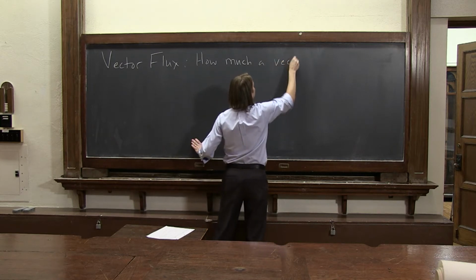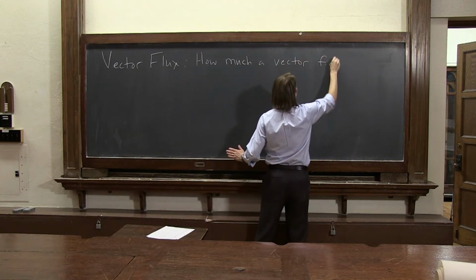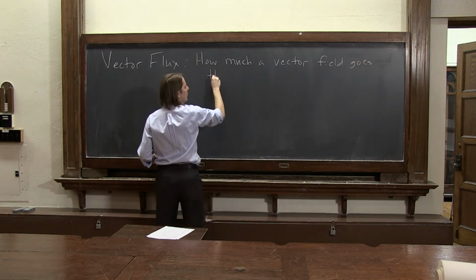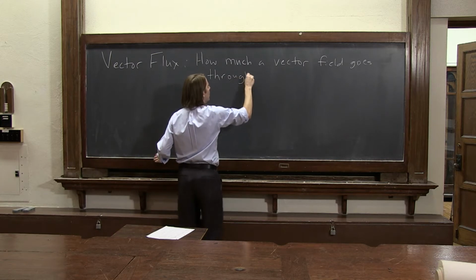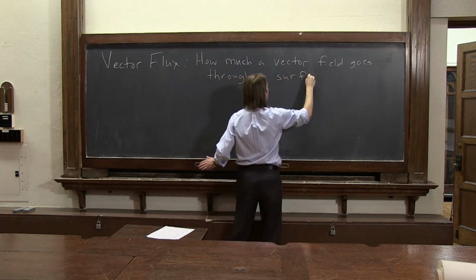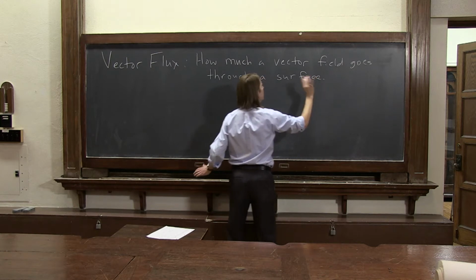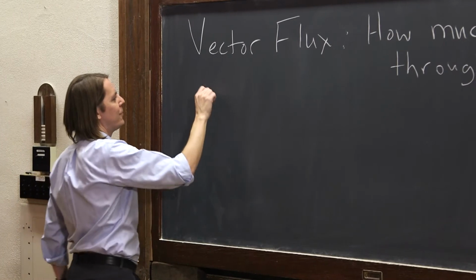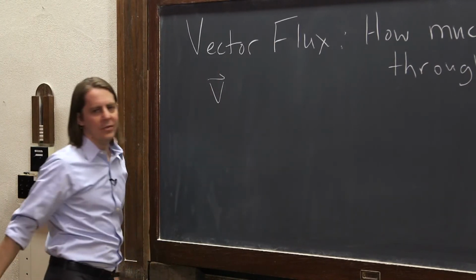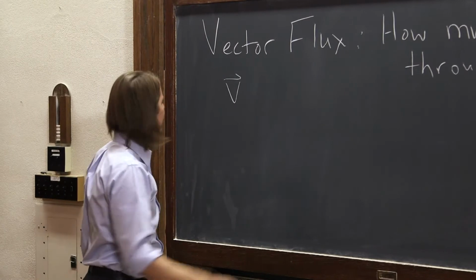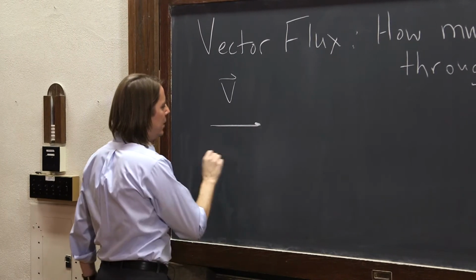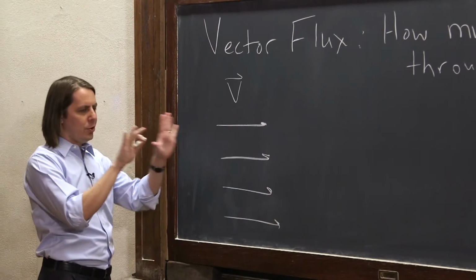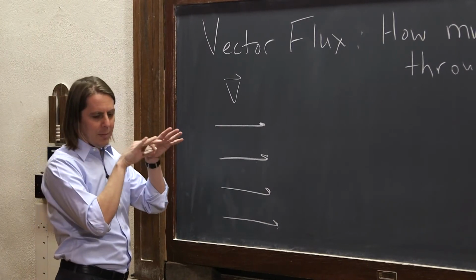a vector field goes through a surface. I can begin to draw it like this. So say we have a vector field. Let's not even worry about what it is. E field, B field, doesn't matter. Any vector field. Let's draw our vector field as a uniform field, as we talked about before. Just everywhere you go, it's a field pointing that way with the same magnitude.